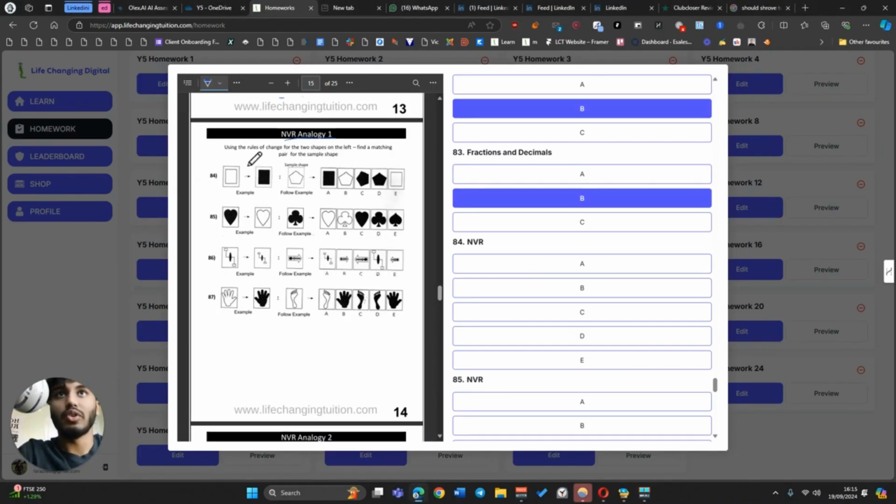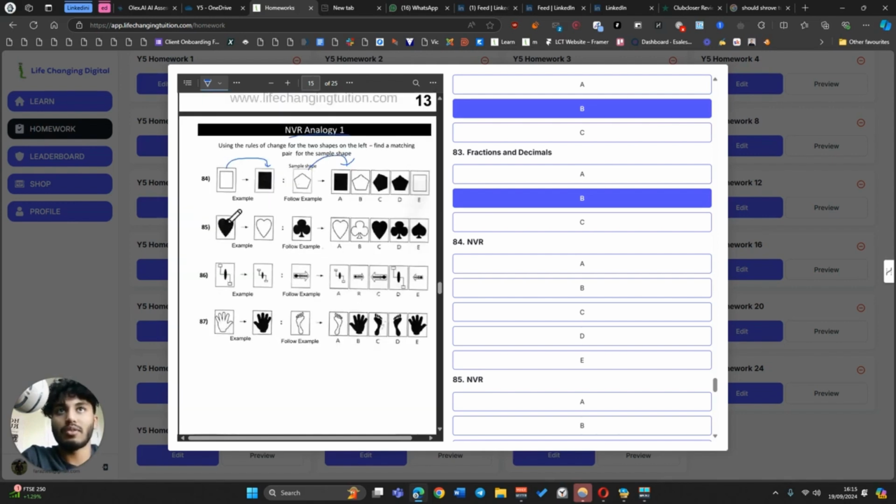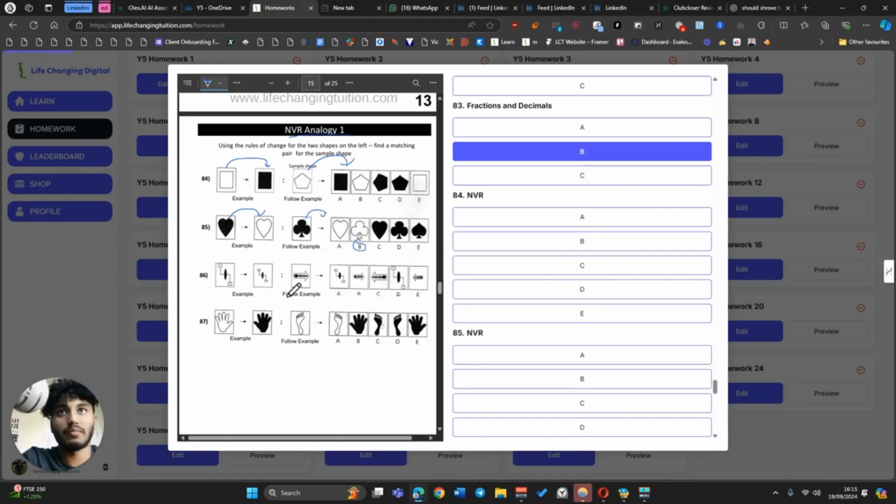NVR analogy now. So we've got basically left shape turns into the right shape, and we have to apply that rule from here to here. So if you look at how does the left shape turn into this shape, we've got the black heart turns into a white heart. So what's going to happen to this one? It's just going to turn from black to white. So option B is the best option there.